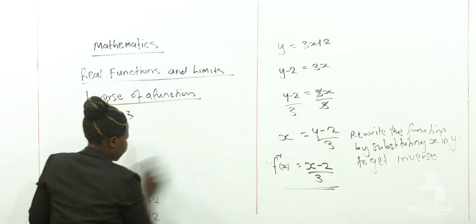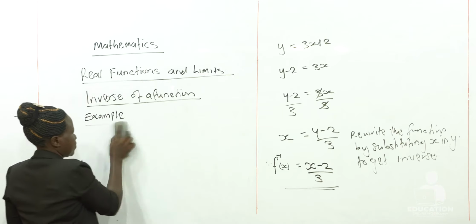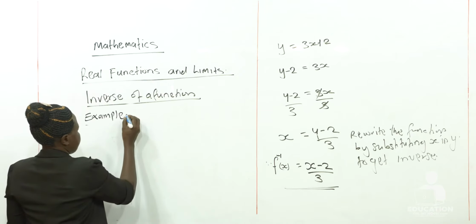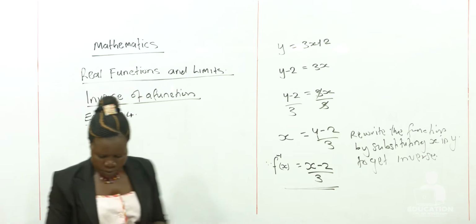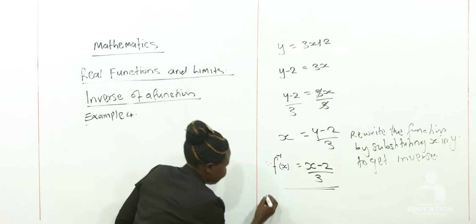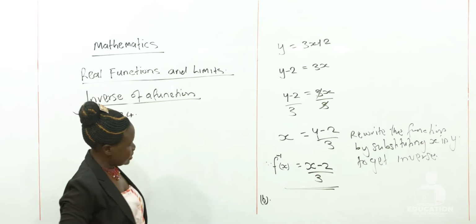So let us look at example 4, which is a bit different from this. Example 4, part B, there is part B which says the range and the domain.